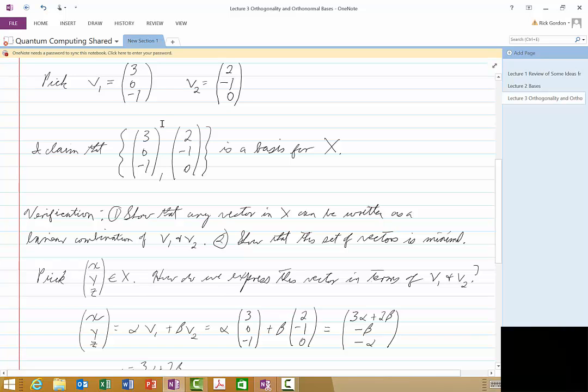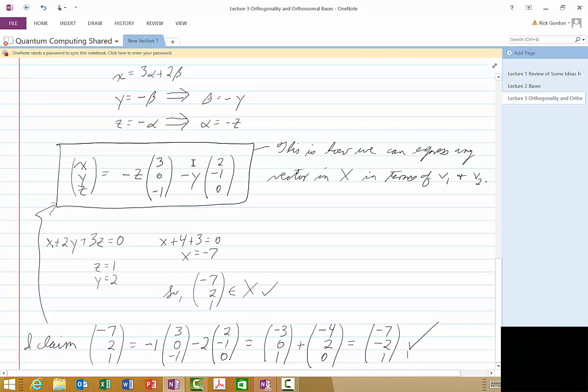And likewise, if we took (3, 0, -1) away, and we're left with just (2, -1, 0), that would not be sufficient, because (3, 0, -1) is a vector in X, and it could not be expressed in terms of (2, -1, 0). So both of these vectors, two vectors that are in X, and neither of which is a multiple of the other, are needed, and these two will do.